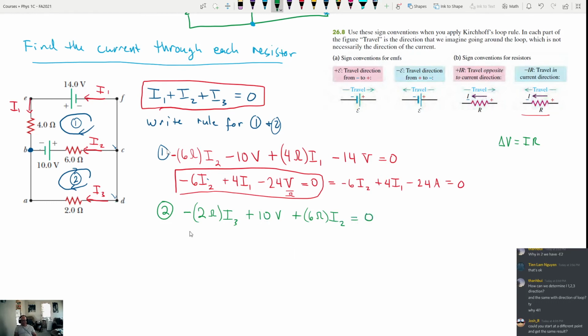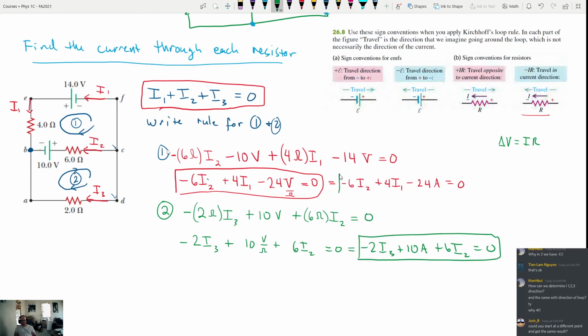Let's divide through by ohms again. So we're going to get negative 2I3 plus 10 volts divided by ohms plus 6I2, which can then be written as negative 2I3 plus 10 amps plus 6I2 is equal to 0. So really we've got that equation, and we've got that equation, and we've got the other equation that's circled up here as well. Does anyone have any other questions before we try to solve this?